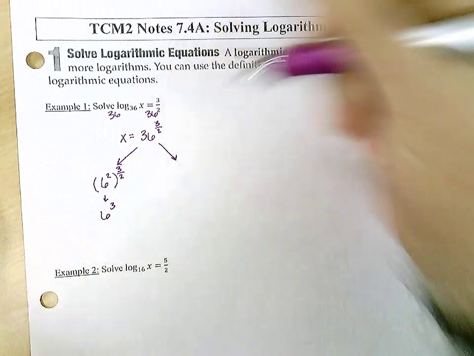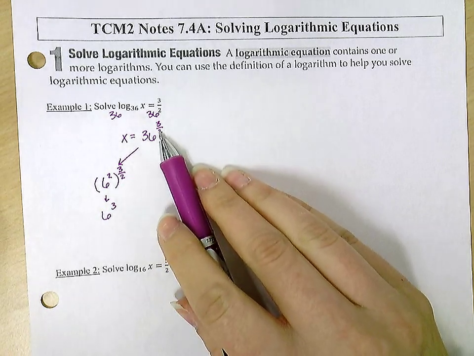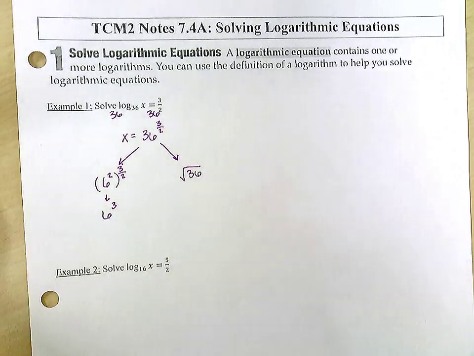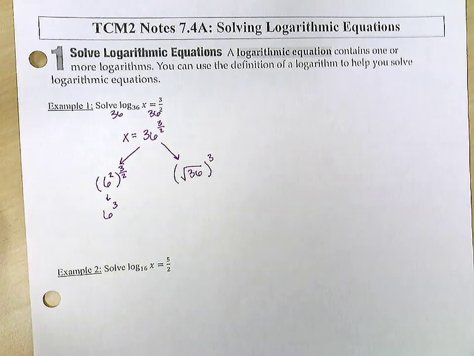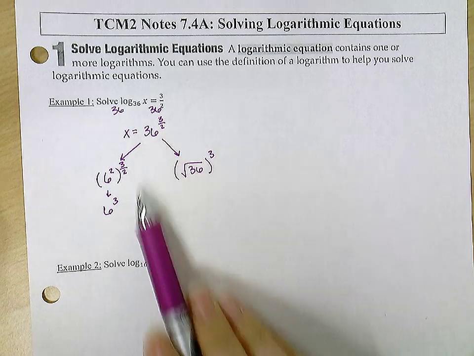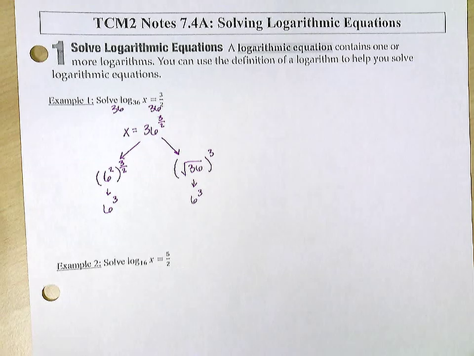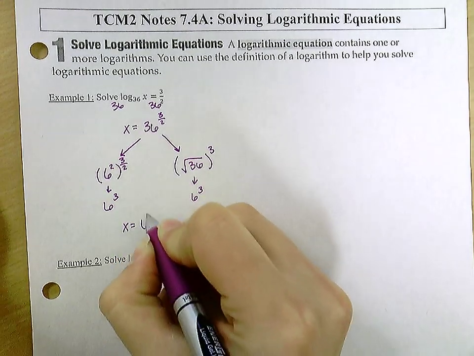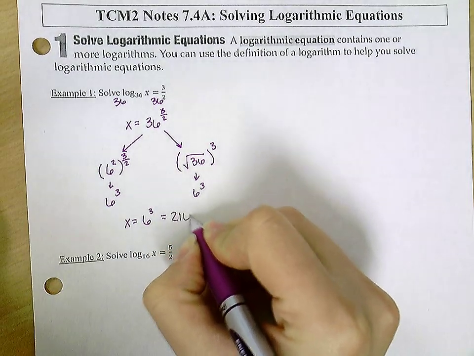Another way, remember when we have a fraction as our exponent, that number on the bottom is your root. So instead of the 1/2 power, I can say this is the square root of 36, to the 3rd. Just changing that fraction into your root, which would be 6 to the 3rd. So our x value is 6 cubed, which is equal to 216.